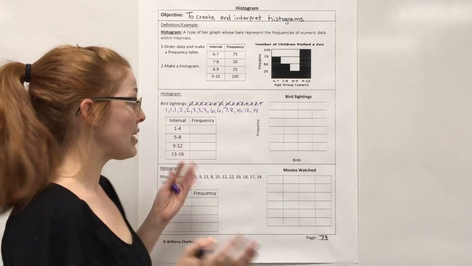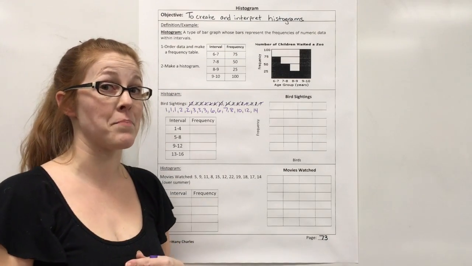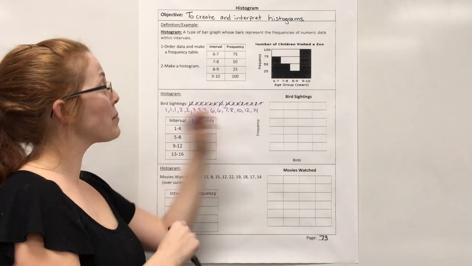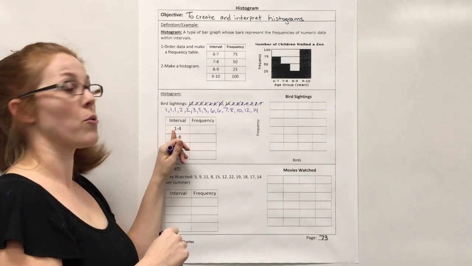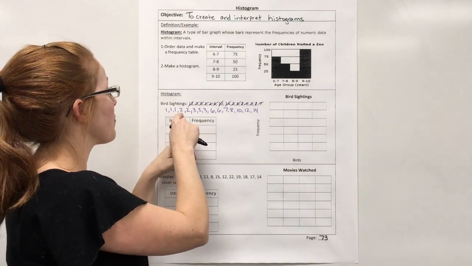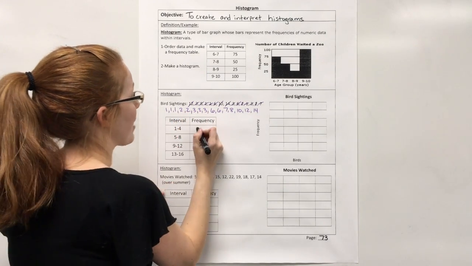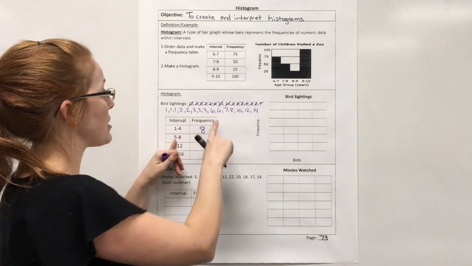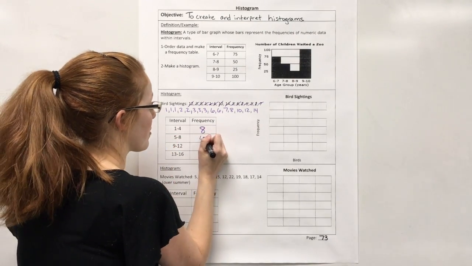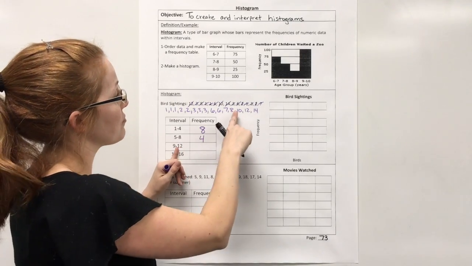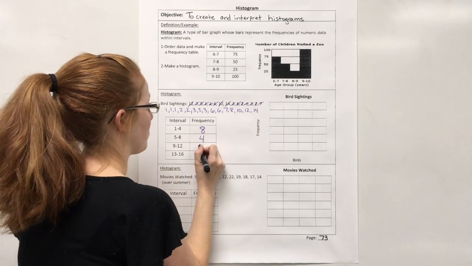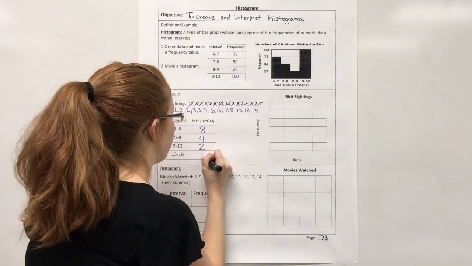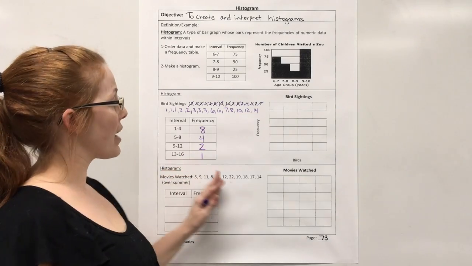All right, so now all I have to do is group my data based on the intervals, and they've already provided me intervals here. So I look and see how many data points are from 1 to 4. So let's see, 1, 2, 3, 4, 5, 6, 7, 8. I have 8 numbers that are from 1 to 4. How many are from 5 to 8? 1, 2, 3, 4. I have 4. How many are from 9 to 12? 1, 2. And how many are from 13 to 16? Just 1.